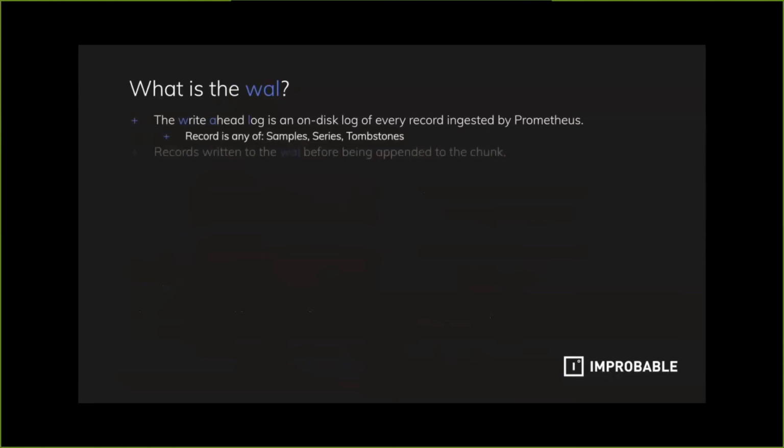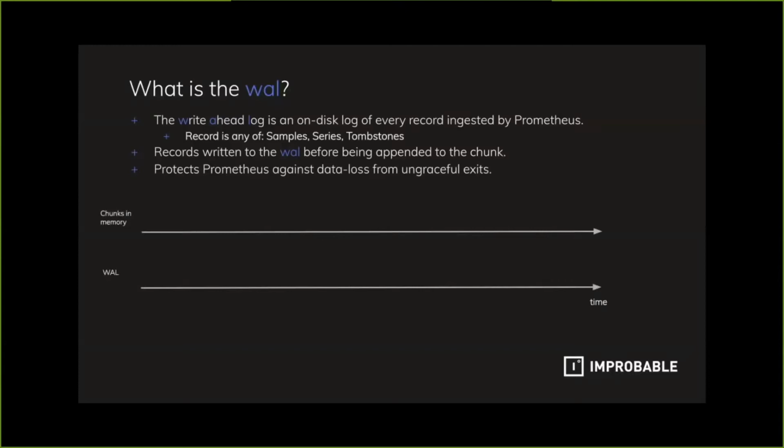The idea of a WAL is that every single incoming record to this TSDB is written to disk before being appended to the relevant chunk. This protects Prometheus against data loss by providing a mechanism for replaying the data into memory that was lost when the process crashed, and it's fairly common in databases. Let's see this in action.